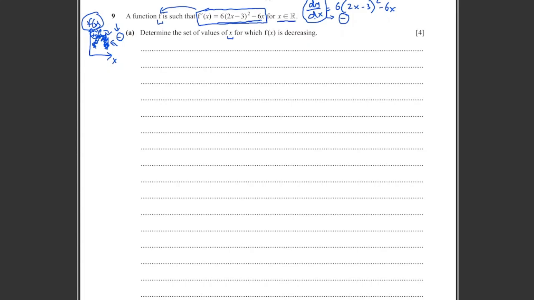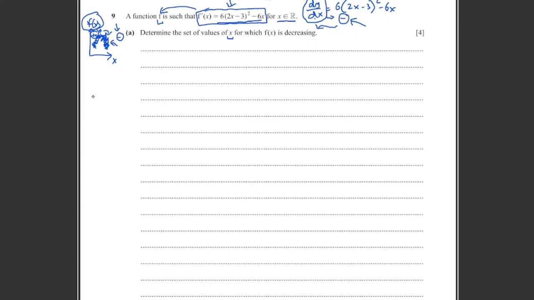So the reason they've given us this equation for the gradient is because they want us to find the region where the gradient is negative. And that just means they want us to find the region where f of x is decreasing. So negative gradient means the function values are decreasing. So how do we do that?